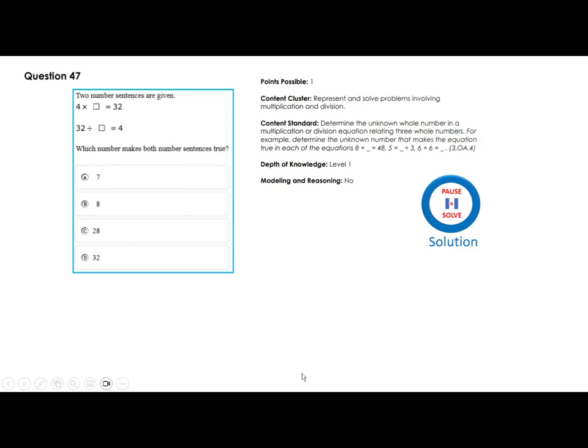The two number sentences are given. 4 times blank equals 32. 32 divided by blank equals 4. Which number makes both number sentences true? Is 7 a good answer? Is 4 times 7 32? No. Is 8 good? Yes. 4 times 8 is 32. 32 divided by 8 is 4. Obviously 28 doesn't work and 32 doesn't work.